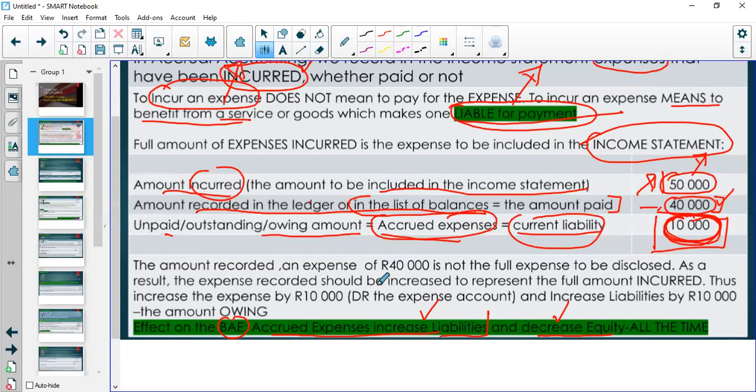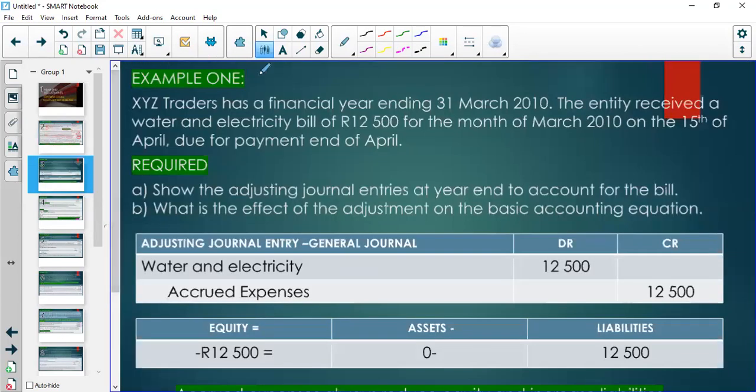So how do we do the adjustment? The adjustment is to increase an expense, which is basically to debit the expense, and increase the liability, which is basically to credit the accrued expenses. So here's an example that is going to help us apply these things.